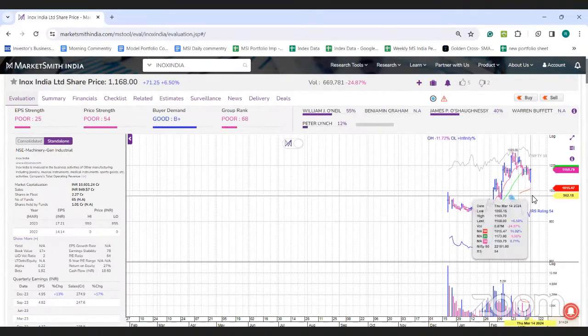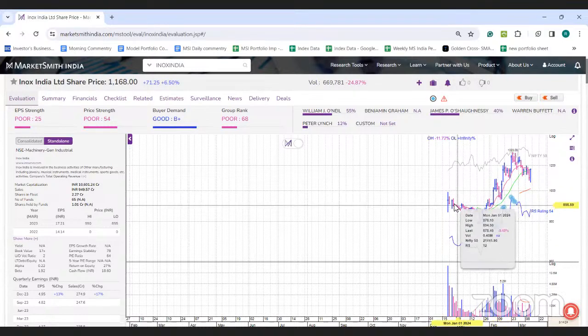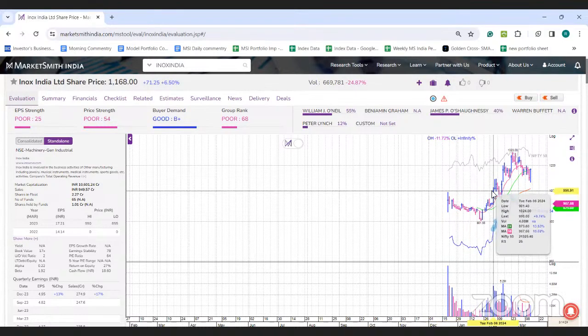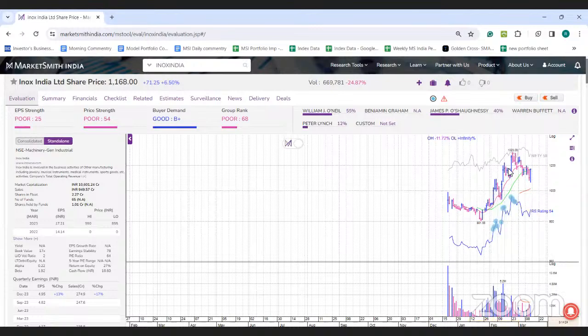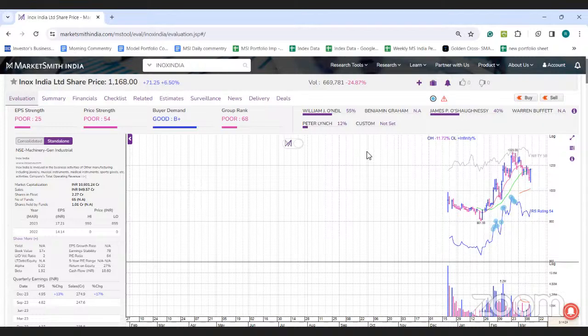a good reclaim of 21 DMA today. So broadly, it's a freshly listed stock, and after a very good run, it had an IPO base breakout, and it reached more than 1300. There was some pullback, and now it has started to move above its 21 DMA level. So it becomes crucial from here to move higher. For stop loss, you can use today's low, because the reversal was really sharp in today's session.